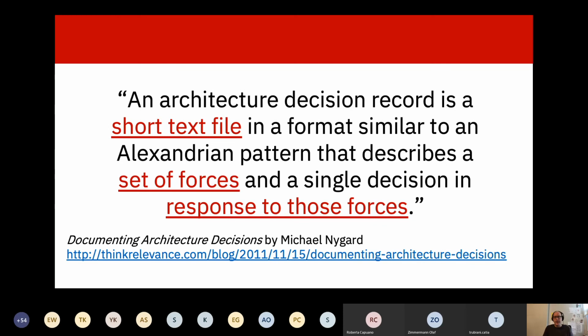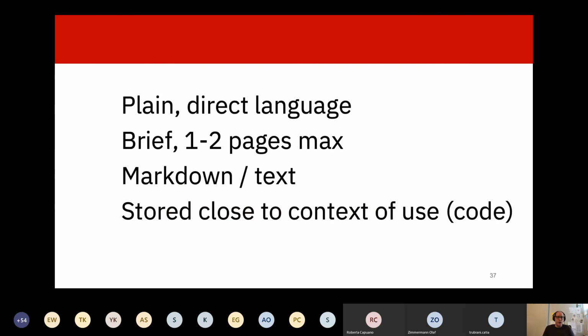ADRs these days are typically short, very brief. They capture a single decision in very plain language that people would use normally on your team every day. Markdown or plain text, so keep it simple. And then often we encourage it to be stored close to the context of use. So on my team, that means it's stored in the code itself.